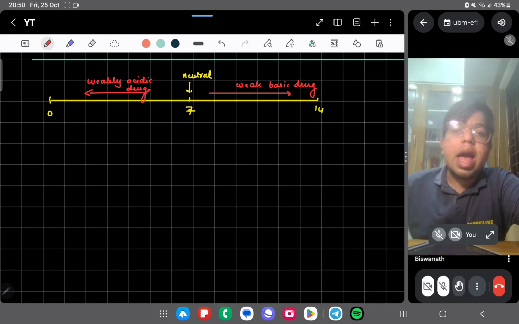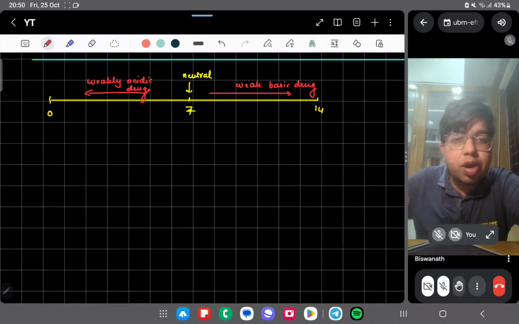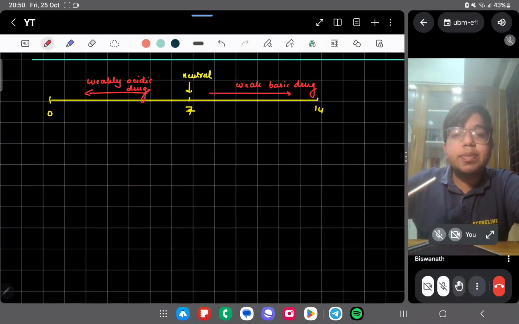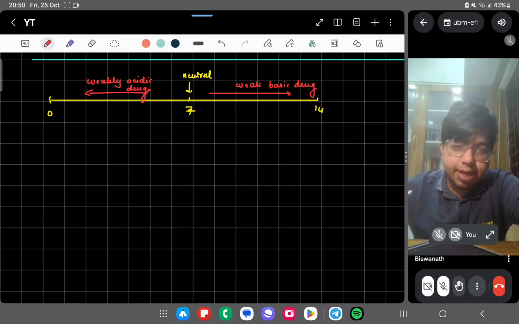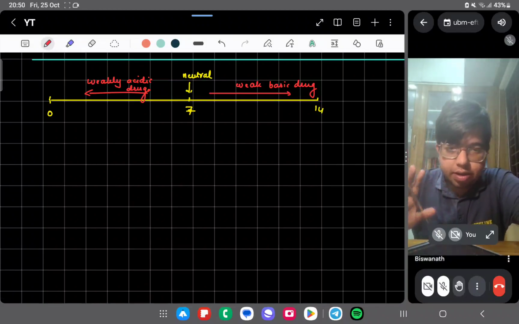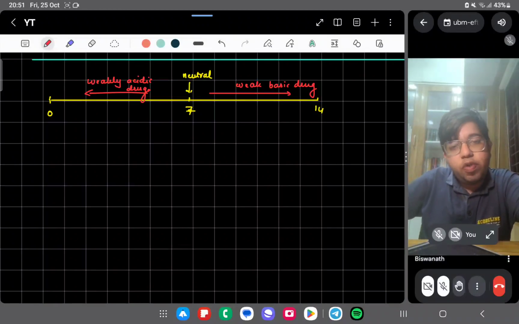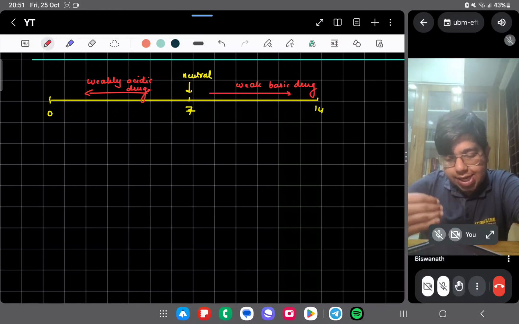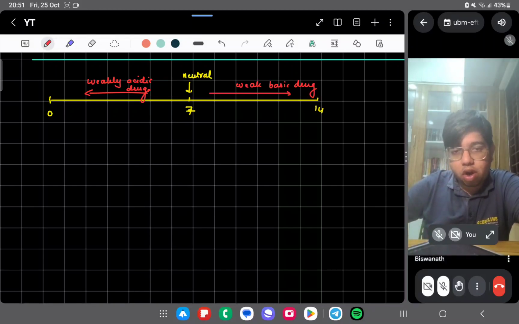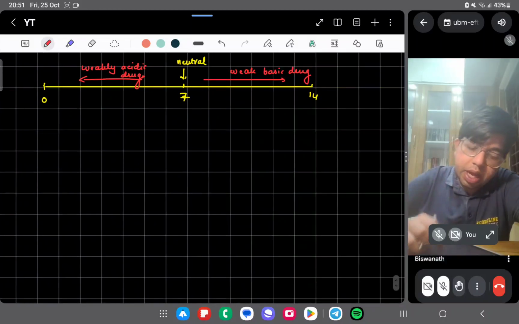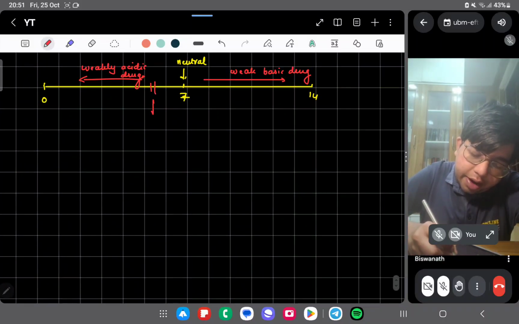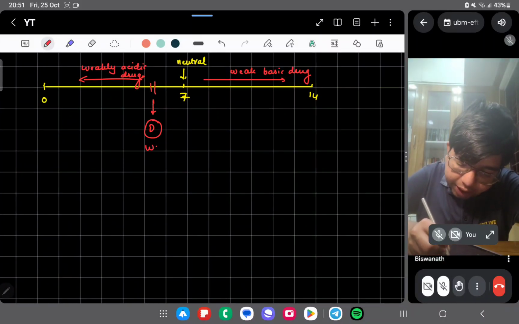Okay, and at 7, the neutral, the drug is basically ionized. The weakly acidic drug, just try to understand. The weakly acidic drug gets ionized if the medium pH is changing from 7 to 14 onwards. Okay, I'm telling you, let's say here we have a drug D, which is a weakly acidic drug.